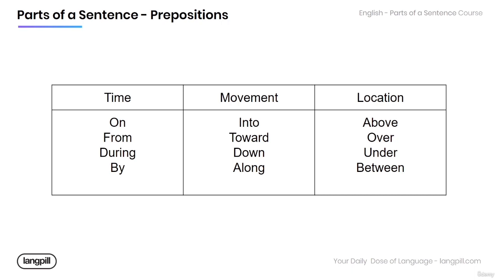So here you can see some examples of other prepositions. For time prepositions, we have on, from, during, by. For movement prepositions, into, toward, down, along. For location, we have above, over, under, between.